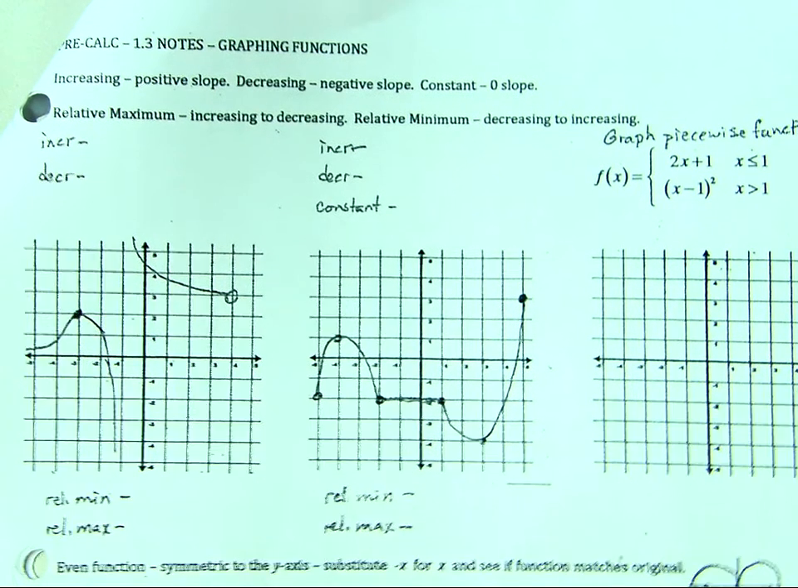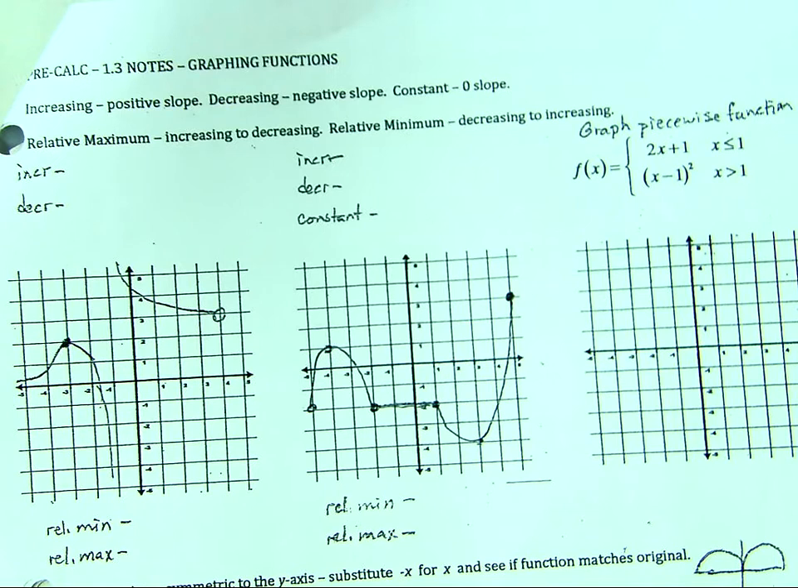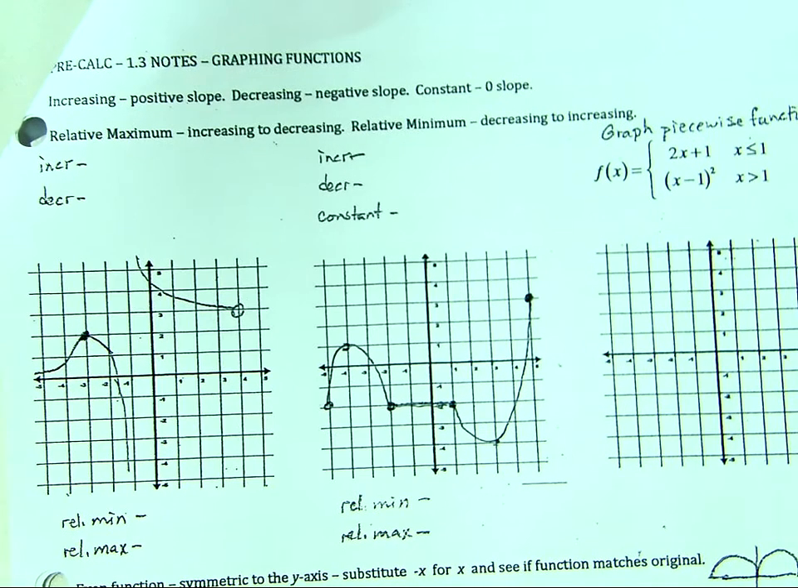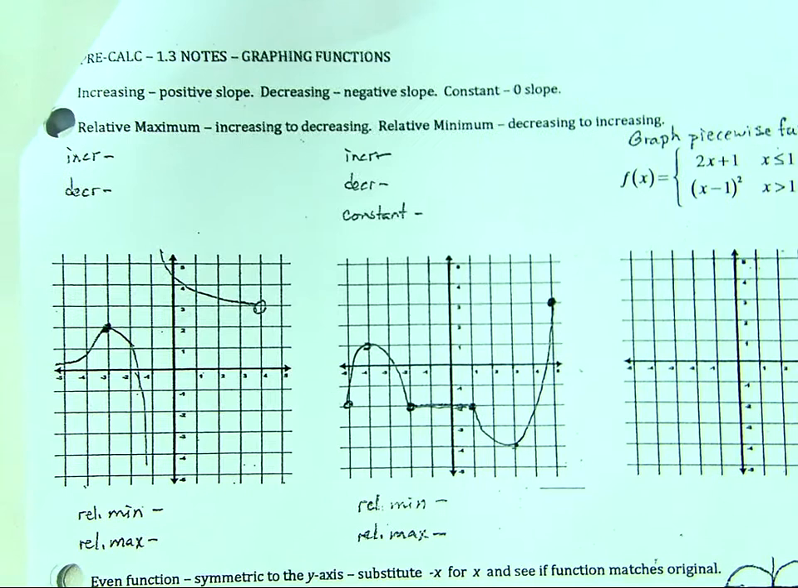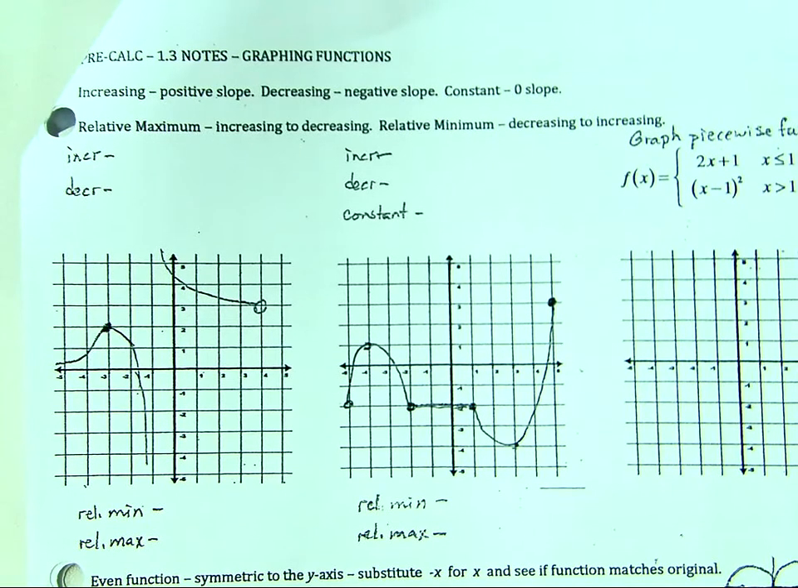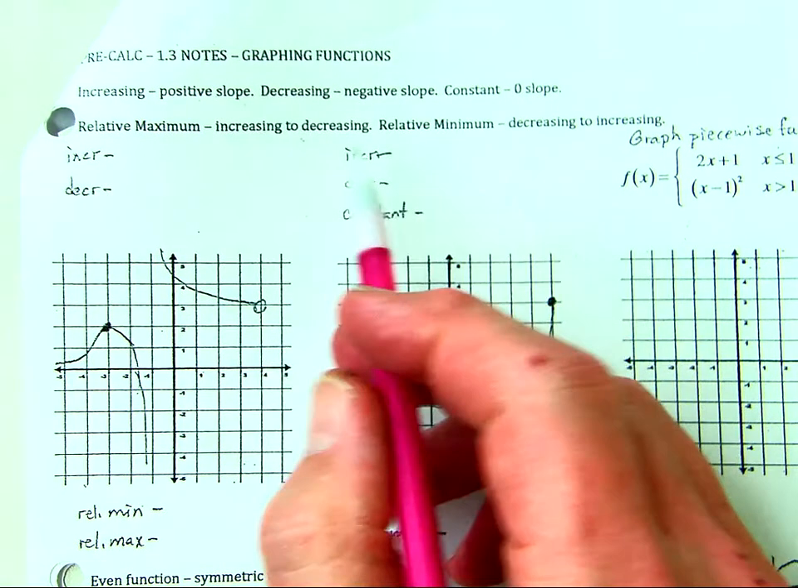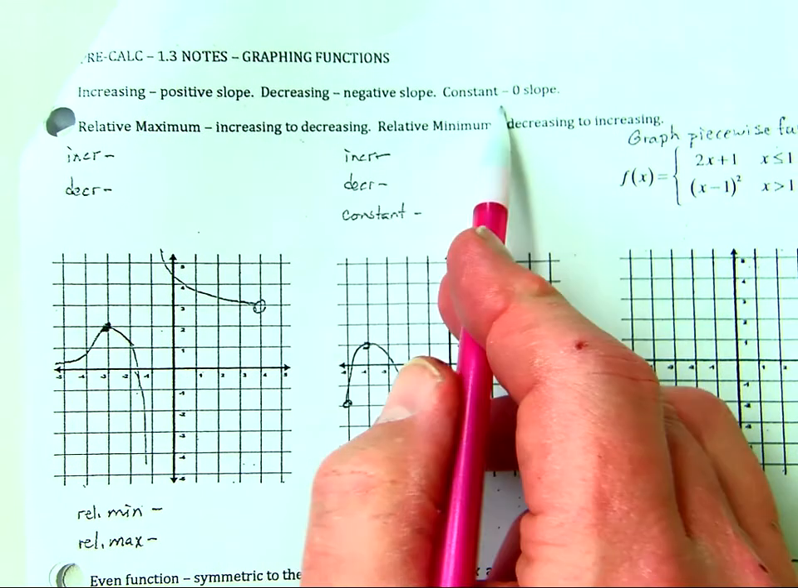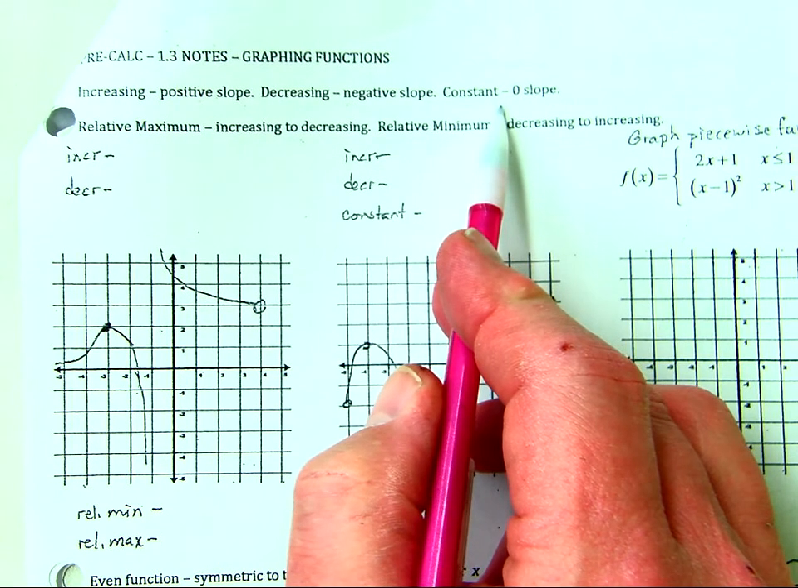Okay, we're ready to do section 1.3 now. Here we're graphing some functions. Part of it is reading the graph. Some of the things that you do a lot in calculus are increasing, decreasing, constant. We mentioned that a little bit the other day.